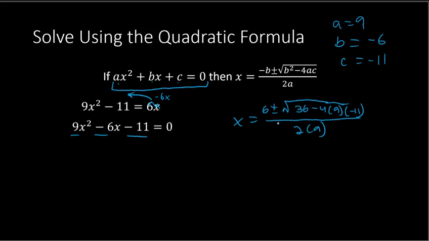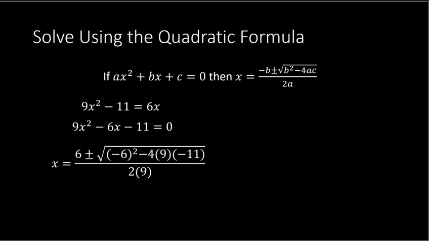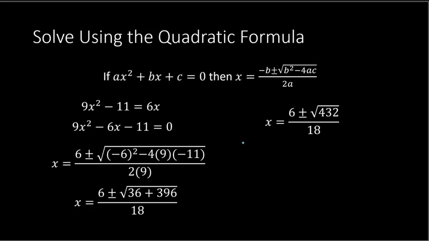All right, so we just now need to solve this. So we see that typed up right here. Negative 6 squared we said was 36, and then negative 4 times 9 is negative 36, times negative 11 would be positive 396. And then 2 times 9 is 18 on the bottom. So now from here, 36 plus 396 would give you 432.